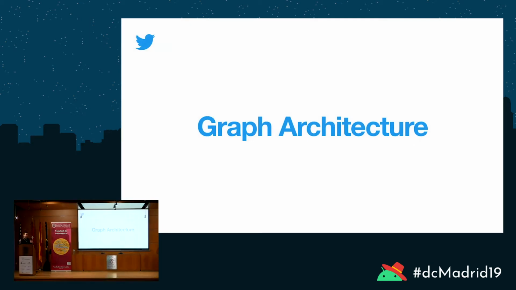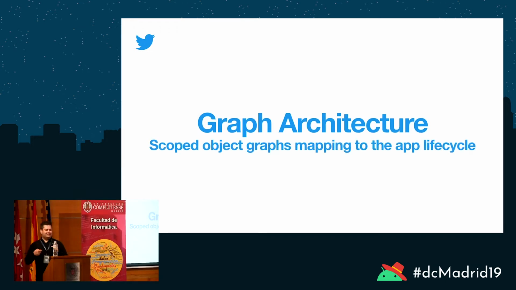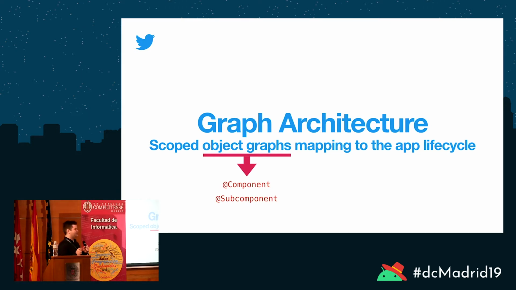And Dagger allows us, with scopes, to create groupings of objects, right? And we use these scoped objects to model the app life cycle. And just a tiny disclaimer: over the course of this talk, we're going to be mentioning the words object graphs a lot, because it encompasses component and subcomponent, and to be honest, the word component is maybe not the best word. It's very easy to overuse.